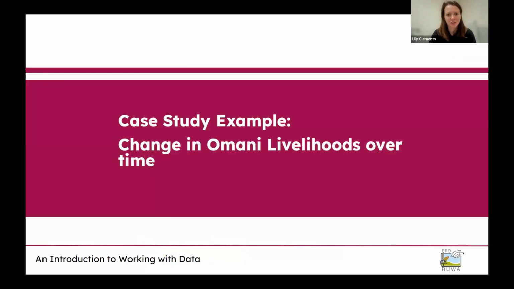Exploring data with a spreadsheet. We're going to dig into exploring data with a spreadsheet using the change in Omani livelihoods over time case study example. This is a case study example which is given in much more detail in topic 1 under case studies.